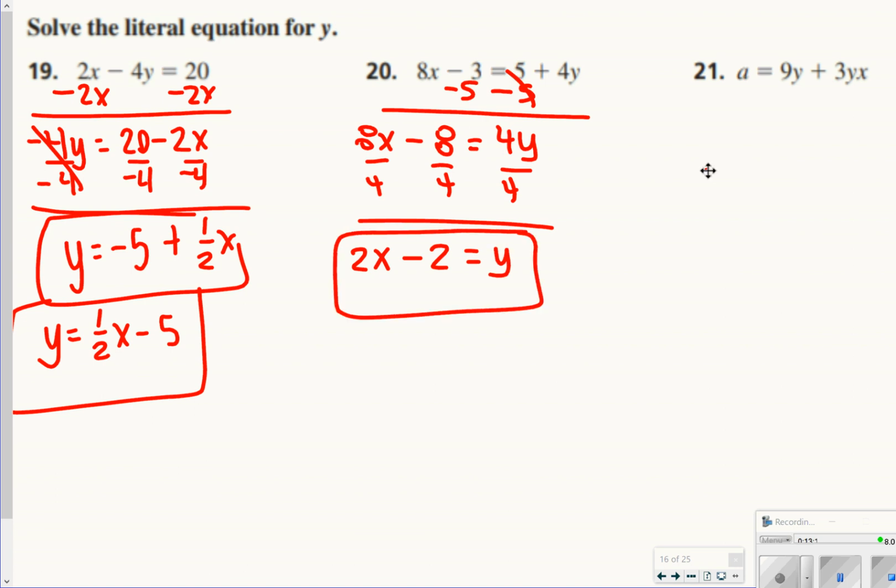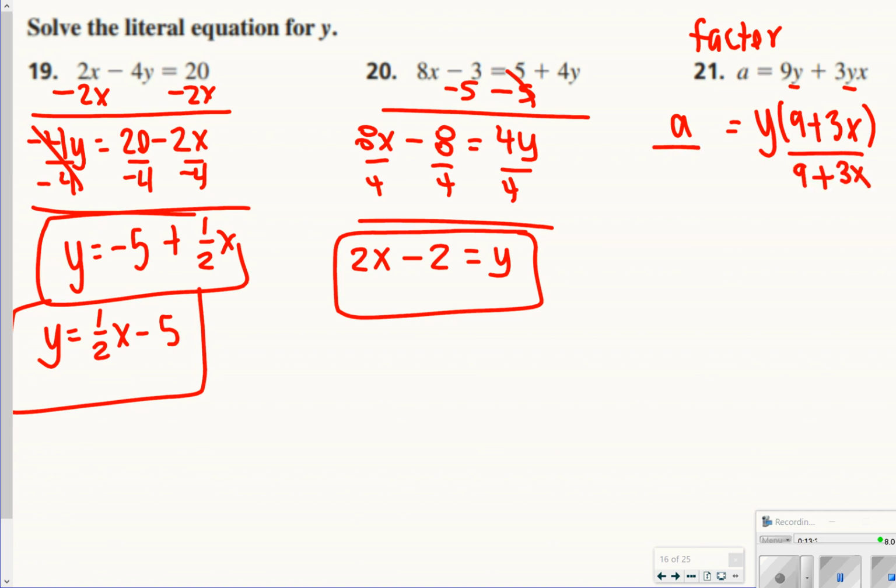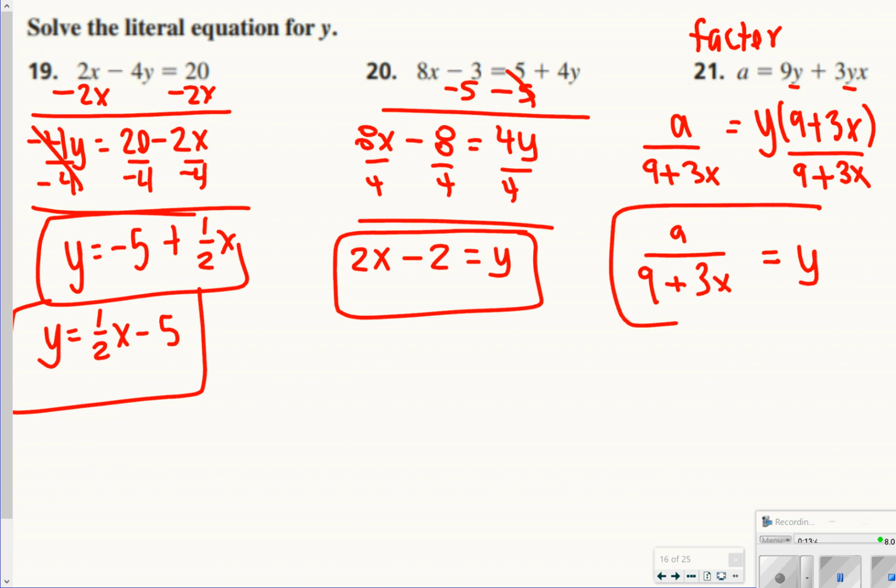For number 21, it would help you to factor this one because y is now in two of the things and we need to get y by itself. So I'm going to factor out y so that I get 9 plus 3x, and that's equal to a. And then to finally get y by itself, I'm just going to divide all of this by 9 plus 3x. So y is equal to a over 9 plus 3x.